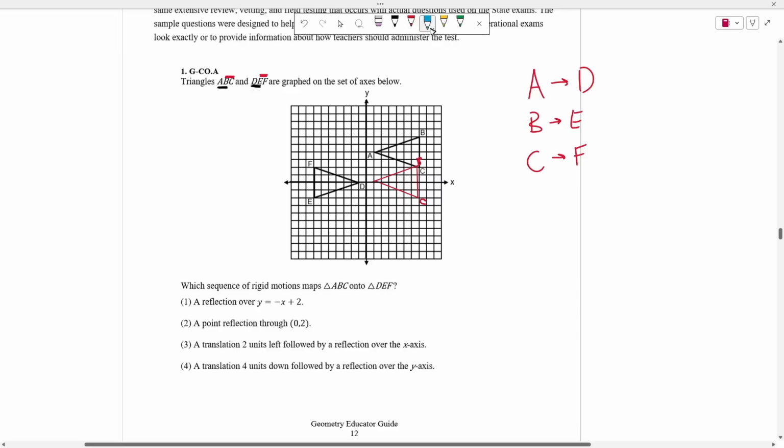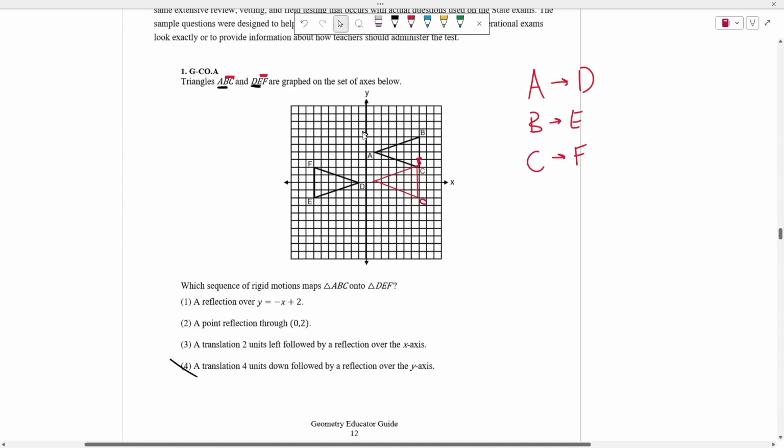Now, the reason why I bring this up is if I were to reflect this over the y-axis, I'm literally just bringing whatever's on here onto this side. But look what I'm doing. I'm mapping point C onto point E. Remember, I want point C to go to point F, not to point E. So this is wrong because the reflection doesn't map the points on correctly. Technically, you do map this triangle onto this triangle, but not in the correct orientation, which is everything that rigid motions are. That's the thing that matters the most. Now, choice 3 says it's a translation 2 units to the left, followed by a reflection over the x-axis.